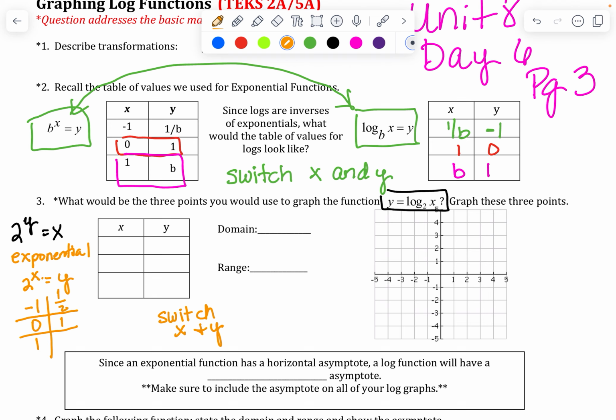So like I said before, since an exponential function has a horizontal asymptote, a log function will have a vertical. So that's why we have vertical asymptotes now. So make sure we do something so you know that. Let's go ahead and go to that last page.